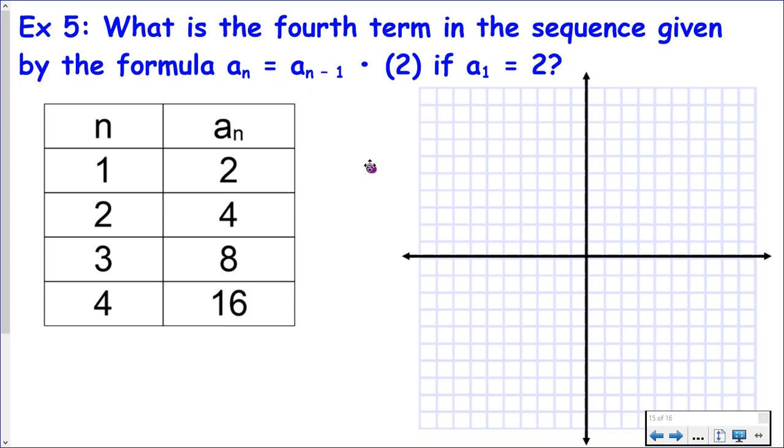And again, I can plot this. When my input is 1, my output is 2. Input is 2, my output is 4. When my input is 3, the output is 8. And this time my input is 4. My output is 16. And I can quickly see that this would be an exponential function. I hope that this was helpful.